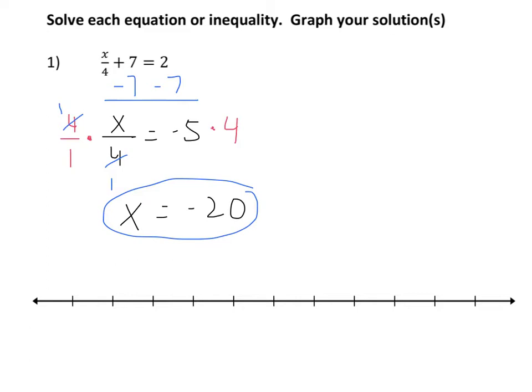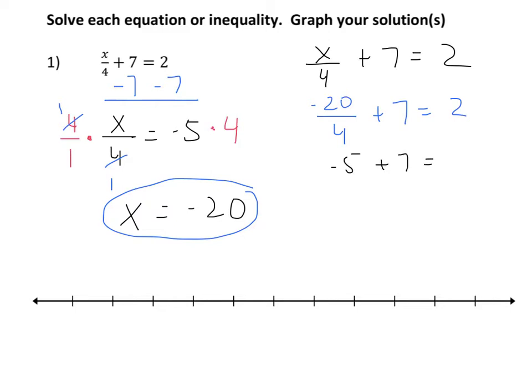If I were to plug that into the beginning equation, our original equation was x over 4 plus 7 is equal to 2. If I were to replace that x with negative 20, that would give me negative 5 plus 7 is equal to 2, which gives me 2 is equal to 2, which is true. So remember that negative 20, that's the solution, meaning that's the number that would make our equation true.